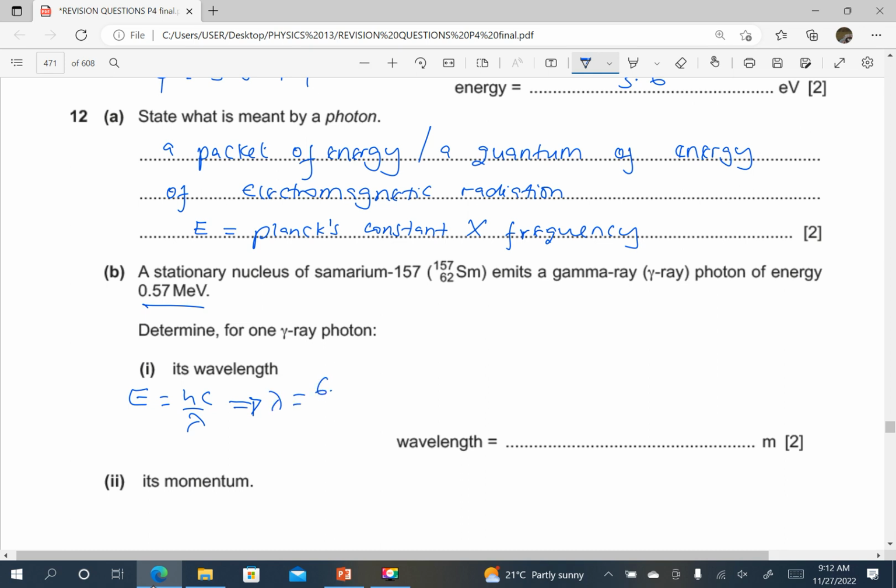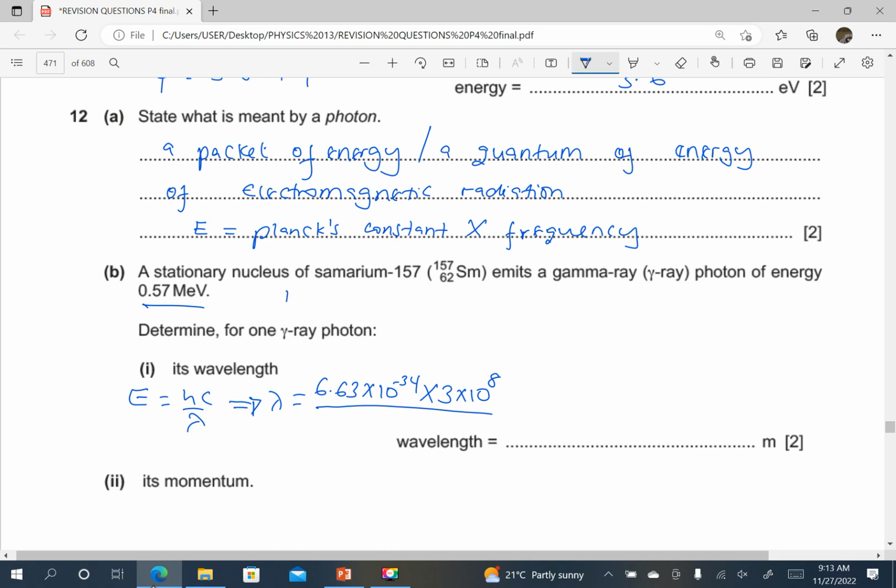h is 6.63 times 10 power negative 34, Planck's constant. Then c is 3 times 10 power 8. We are going to divide this by the energy. The energy is given as 0.57 mega electron volts.